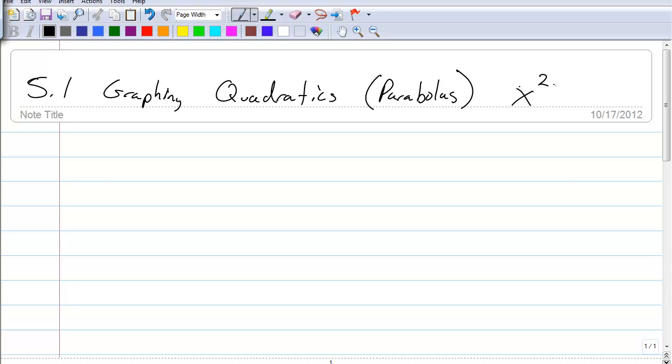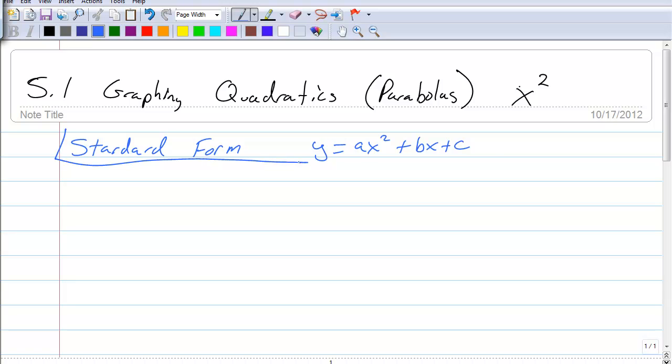Now, there's three forms that you need to know. The first one is called standard form. Now, this standard form is different from the linear standard form that we did a couple of chapters ago. Standard form is y equals ax squared plus bx plus c. Now, standard form, we can harvest just a little bit of information here.